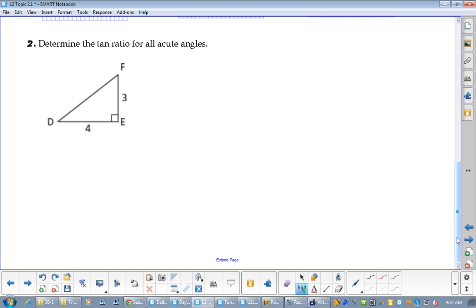Okay, let's just go down to number 2. It says using the tan ratio, find the other 2 angles. Okay? So we're basically going to be doing this question twice. So if you could just draw this over here, because we're going to do 2 different questions. This is D, F, E. We know this. This is 4 and this is 3. Now it says find all the acute angles.